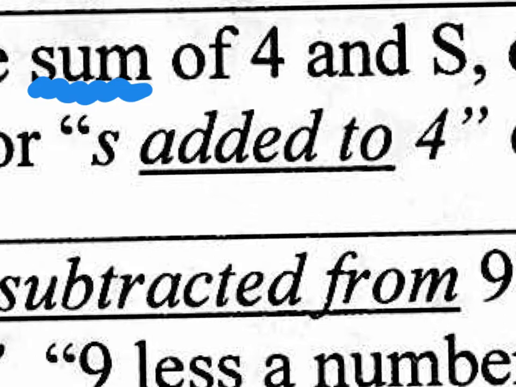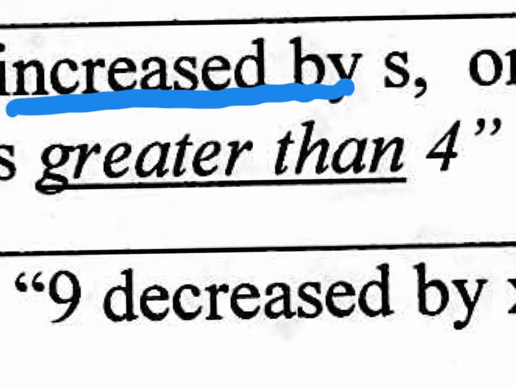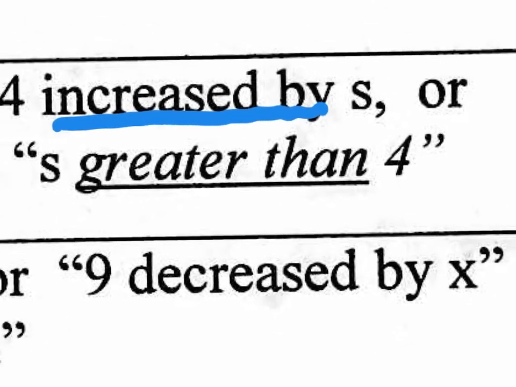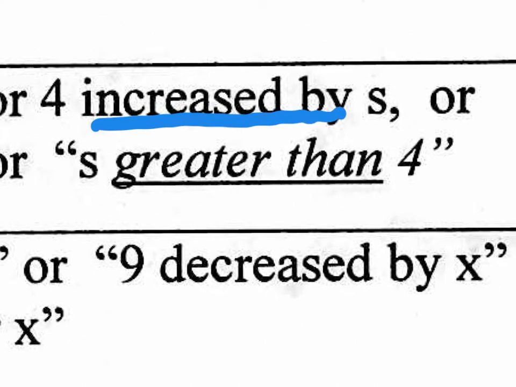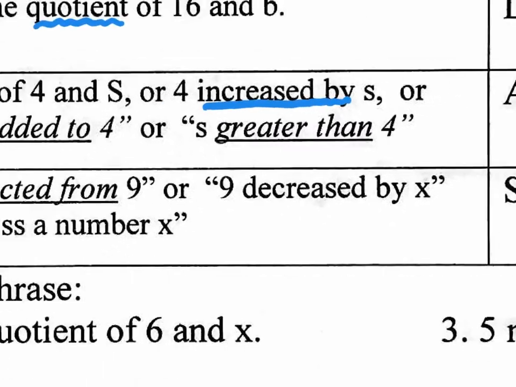Again, if I were to say, what is 2 added to your age? You're not going to say 2 plus your age. You're going to say your age plus 2. Over here, s greater than 4. Again, the greater than underline implies a switch. You're going to have 4 plus s. So those are the tricky ones right there.